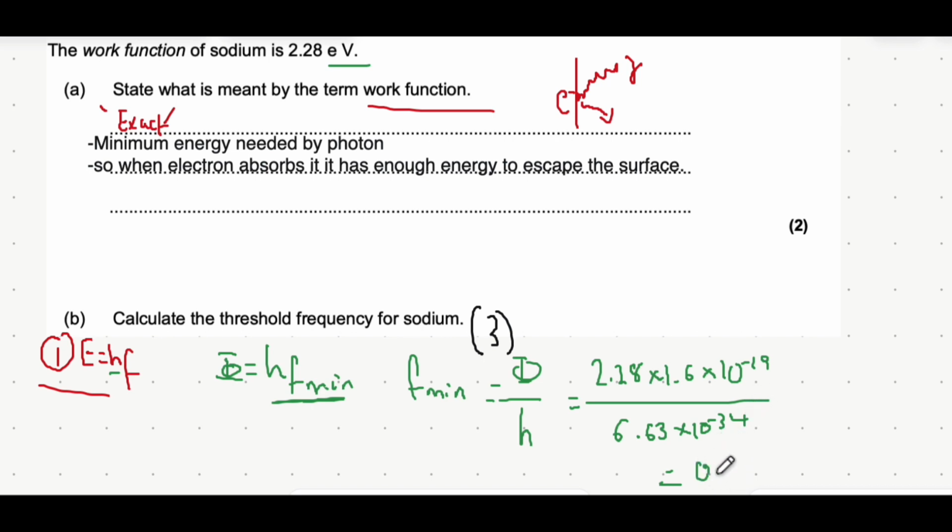All right. So it will be 0.33 multiplied by 10 to the power of 15 hertz. Or you can write 3.3 multiplied by 10 to the power of 14 if you want to write it in standard form. Hopefully that made sense.